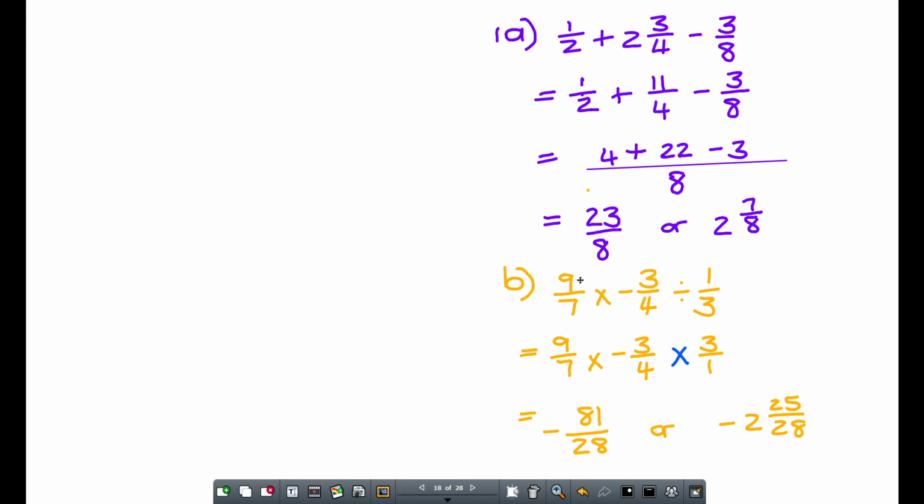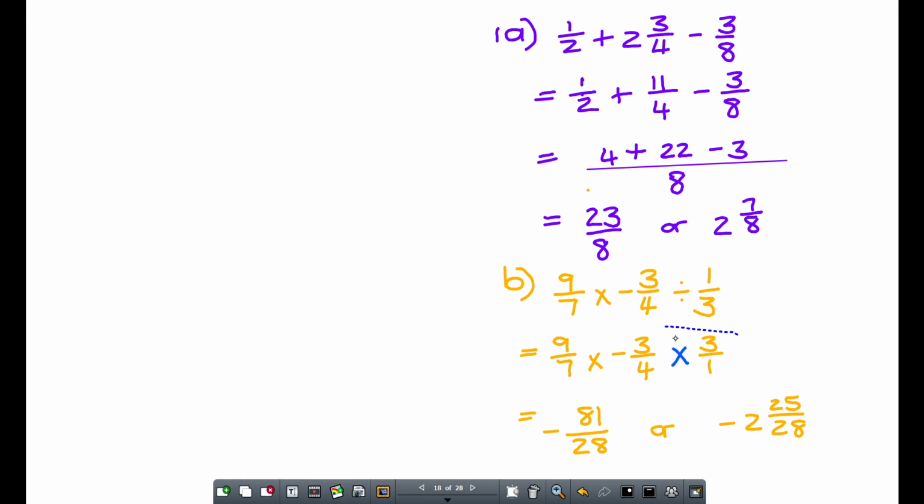Okay, then at B, this division sign must firstly be changed to a multiplication sign. And when I do that, it means that these two have got to swap around. So it becomes 3 over 1. And then we can see whether we can cancel out. But in this case, nothing could cancel out.